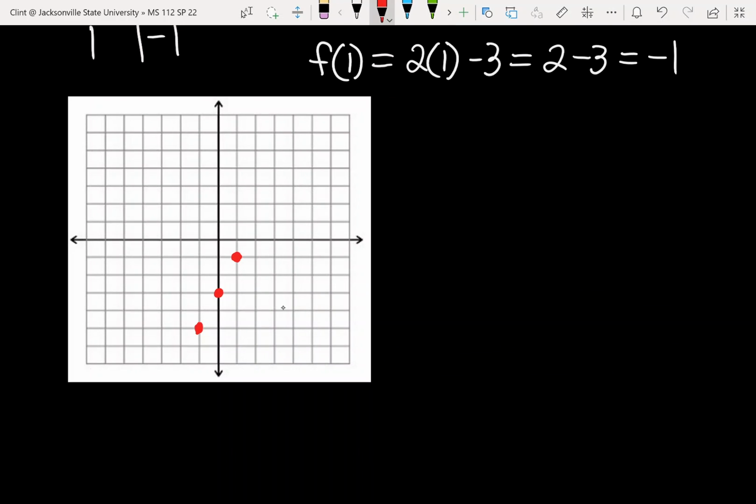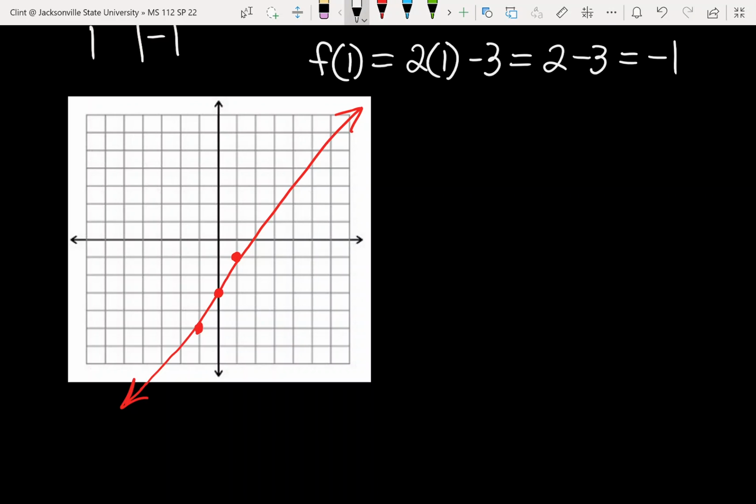And I forgot my ruler again, but let's see how good we can do. Oh, that's bad. Okay. Something like that. Okay. There's our graph.